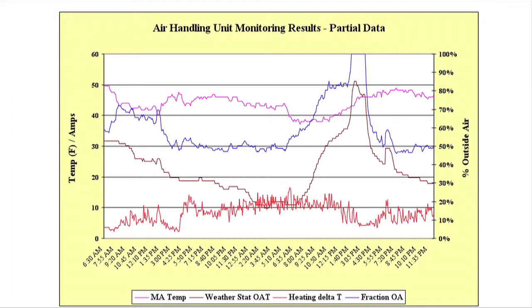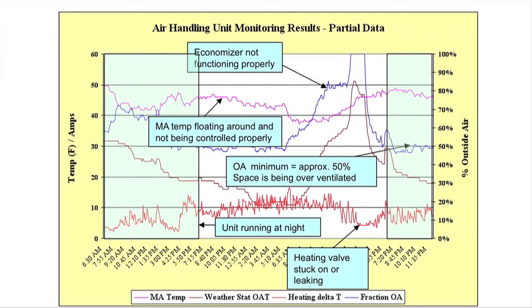If you look at this data, it doesn't really tell you a whole lot. However, to the trained eye or to a program that can actually look at these variables and compare them and draw conclusions, we see that there's a lot going on with this air handler. There's a lot of things that aren't working well. For example, the mixed air temperature is floating around and not being controlled well. It's very clear that the economizer is not functioning properly.